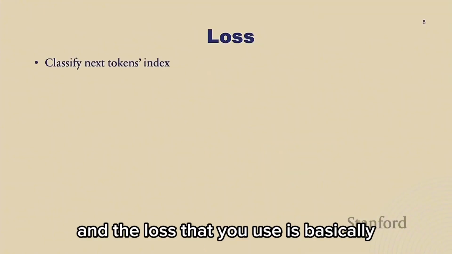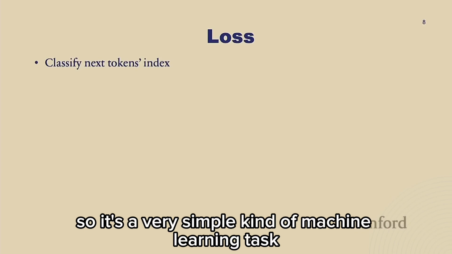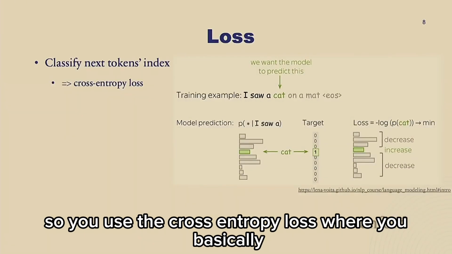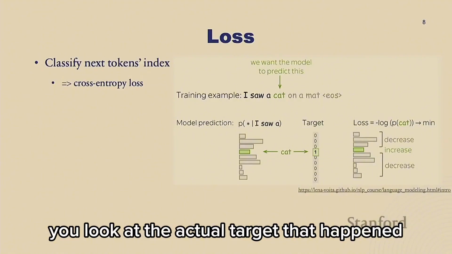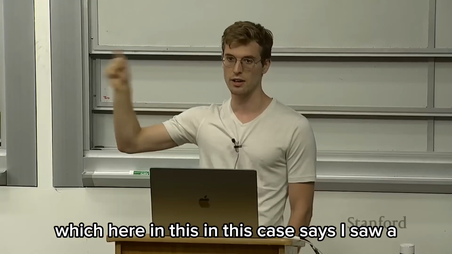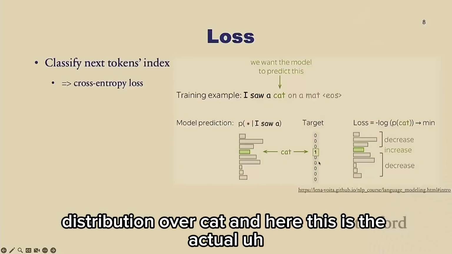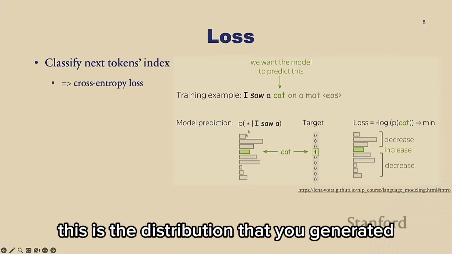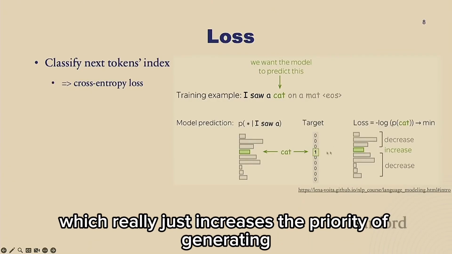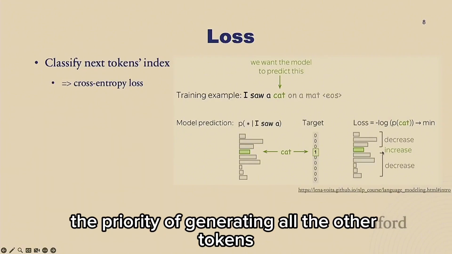And the loss that you use is essentially a task of classifying the next token. So it's a very simple kind of machine learning task. So you use the cross-entropy loss, where you look at the actual target that happened, which is a target distribution, which is a one-hot encoding, which here in this case says the real word that happened is cat. So that's a one-hot distribution over cat, and here this is the distribution that you generated. Basically you do cross entropy, which really just increases the probability of generating cat and decreases the probability of generating all the other tokens.